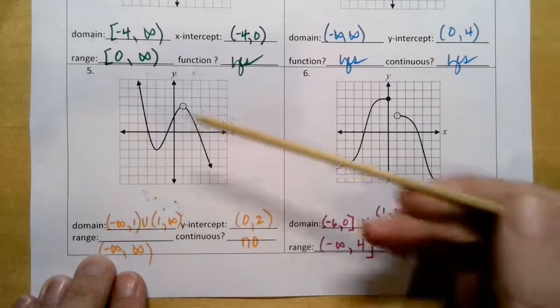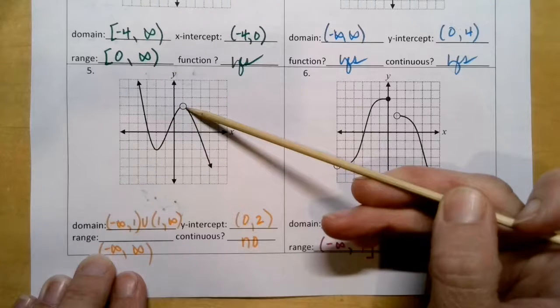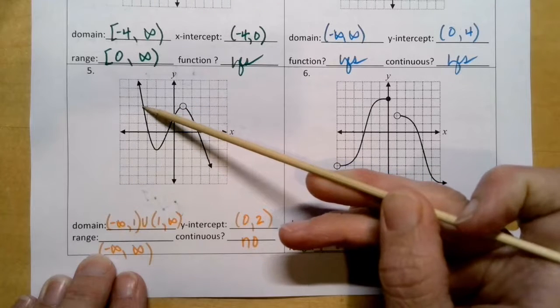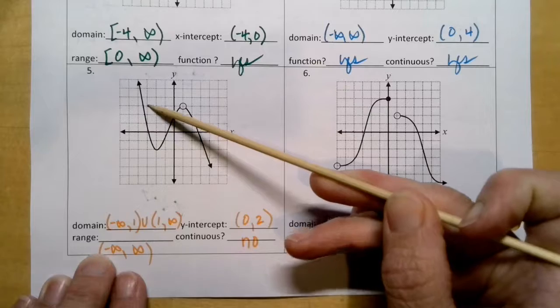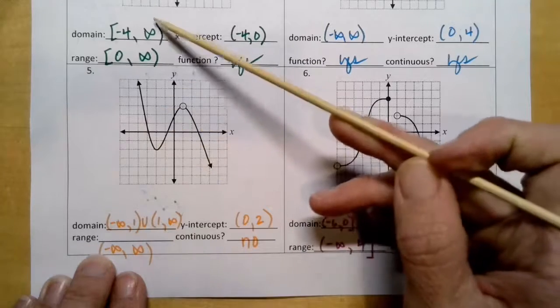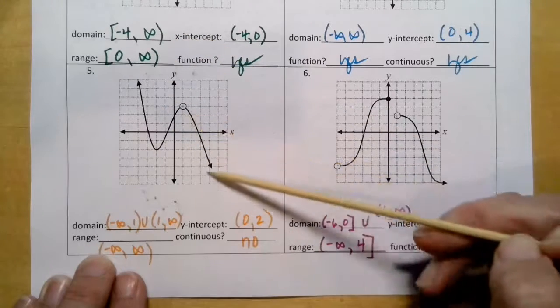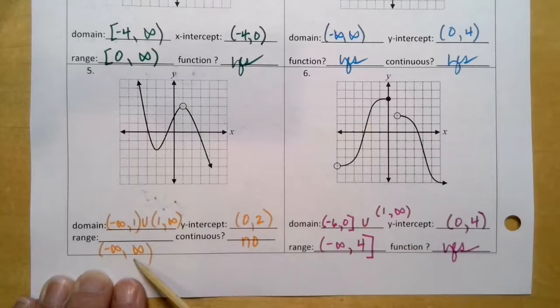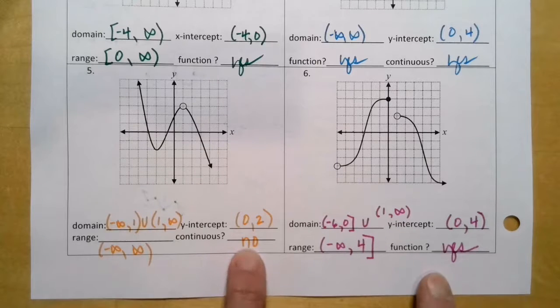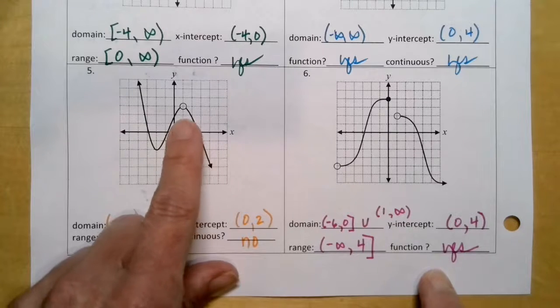Anything can come out of this function. So even though I have this hole here, that value is still covered here. So anything from positive all the way down to negative infinity, and remember we write it in terms of least to greatest in interval notation. And no, this is not continuous because of that hole.